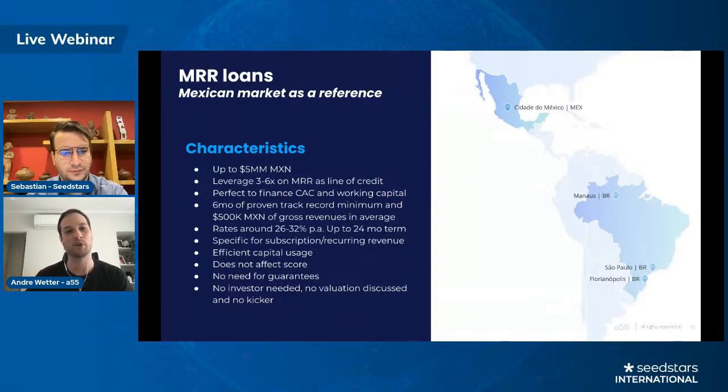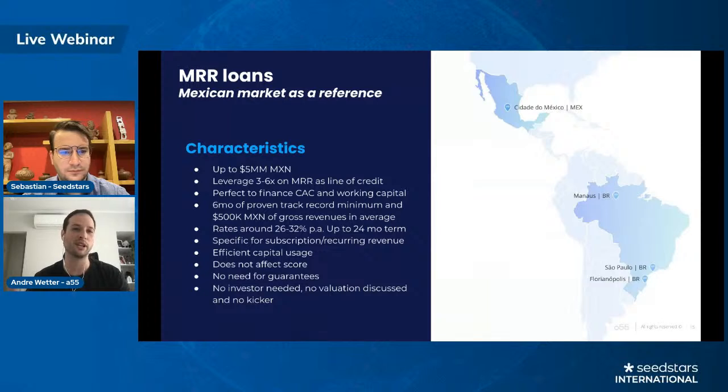And as they grow, we usually leverage that. So if in the next month they have an additional $10,000 in MRR, we can also give them an additional $60,000 as a line. We usually see companies which have at least 6 months of proven track record, meaning that, for example, in Mexico, they have to have 500,000 pesos of gross revenues on average, and then they can grow from there. And our rates in Mexico are around 26 to 32% a year.